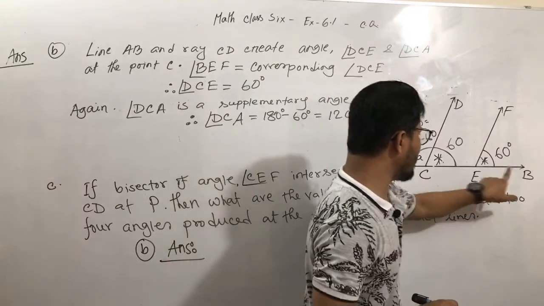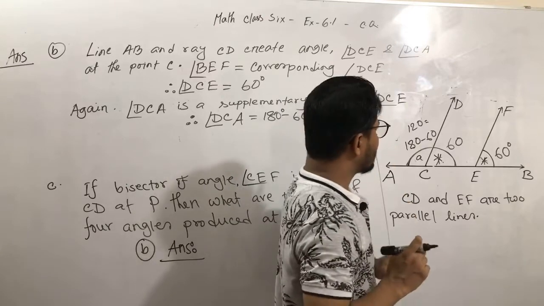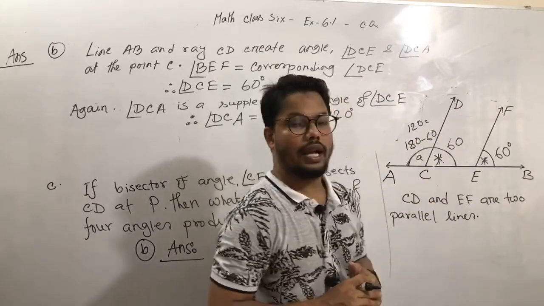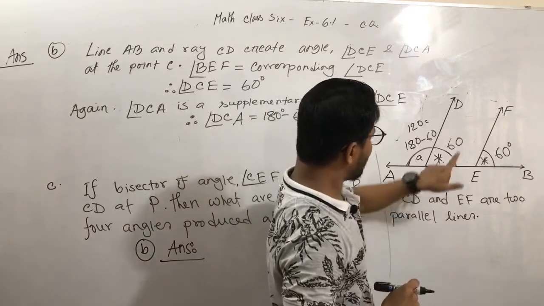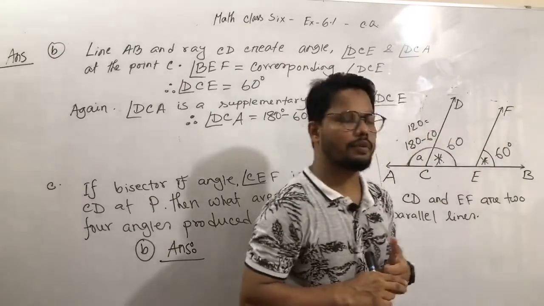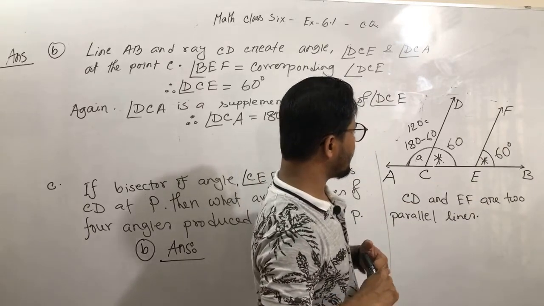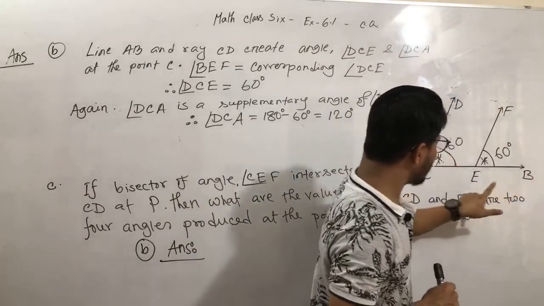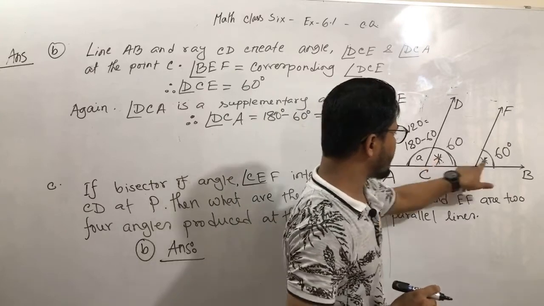So now we are trying to answer here. First we wrote here, AB line and CD ray intersect each other at the point C. We see there are two different angles. The first angle is DCE angle, another one is DCA angle. And in our second part, the requirement was, what are their names? We see here, CD and EF are two parallel lines. AB is their transversal, intersecting at the points C and E. So we can say ECD angle is a corresponding angle of BEF. These two angles are both corresponding angles by the concept of parallel lines.